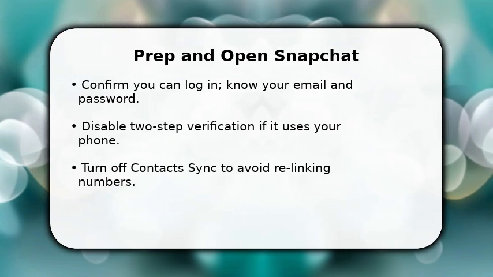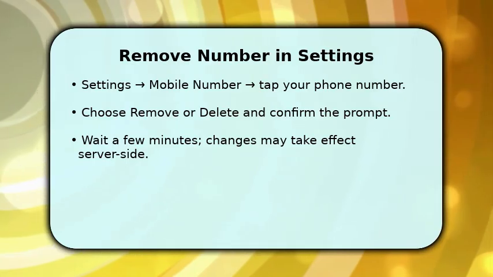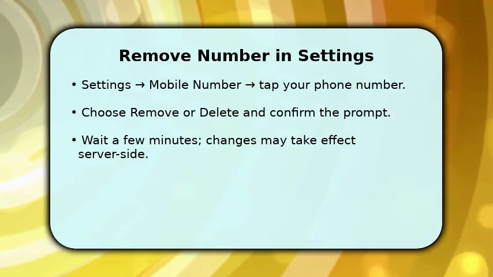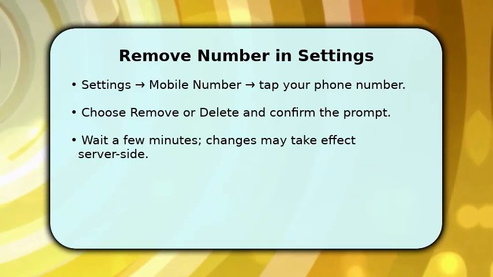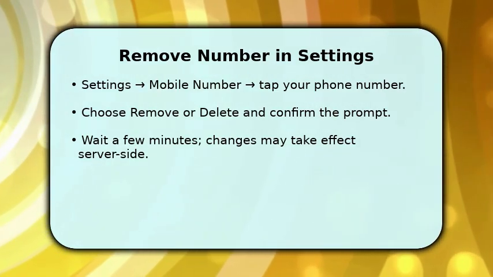You'll go into Settings and select Mobile Number. Tap the listed phone number so controls appear. When the Remove or Delete option shows, choose it and confirm. This instructs Snapchat to unlink that number from your account and stop using it for account recovery.